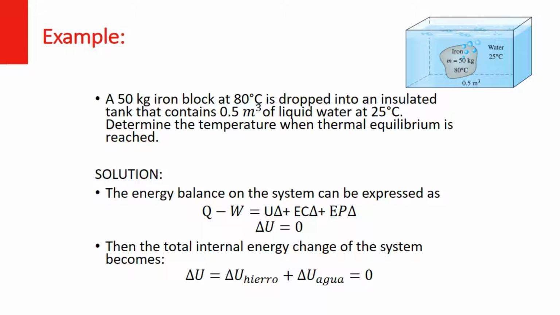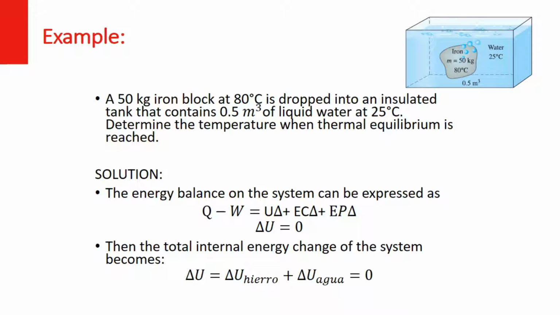To understand more about the topic, let's see one example. A 50 kilogram iron block at 80 Celsius degrees is dropped into an insulated tank that contains 0.5 cubic meters of liquid water at 25 Celsius degrees. Determine the temperature when thermal equilibrium is reached. Solution. An iron block is dropped into water in an insulated tank. The final temperature when the thermal equilibrium is reached is to be determined.